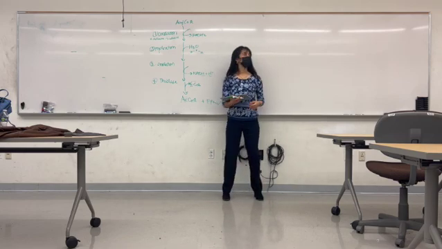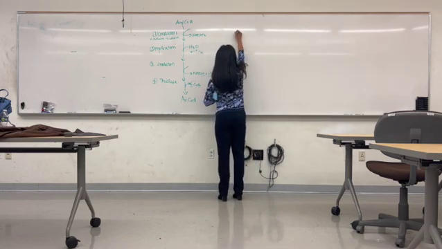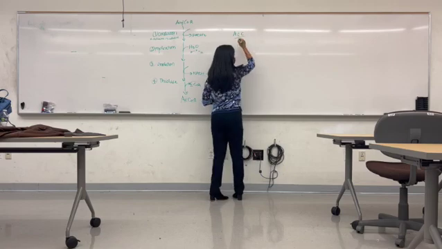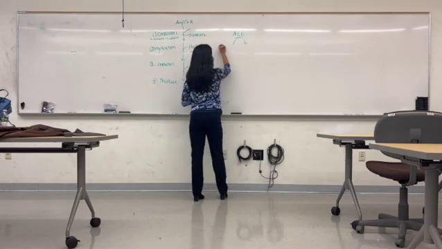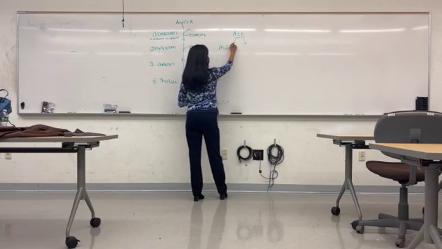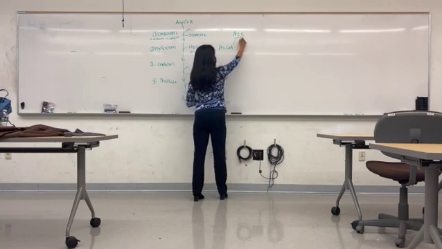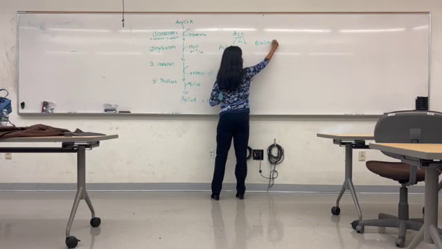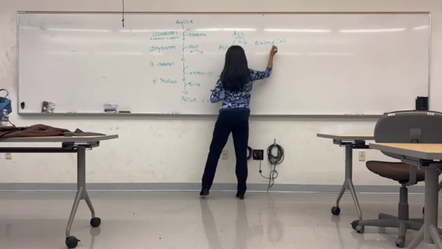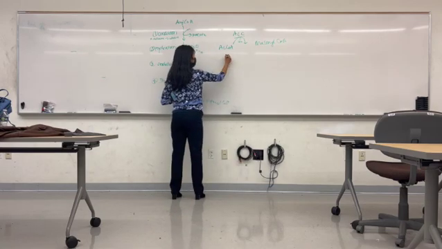We said that ACC, Acetyl CoA carboxylase, is going to take Acetyl CoA and add a CO2 to make Malonyl CoA. I'll show you what it looks like. Ready? It just looks like this.